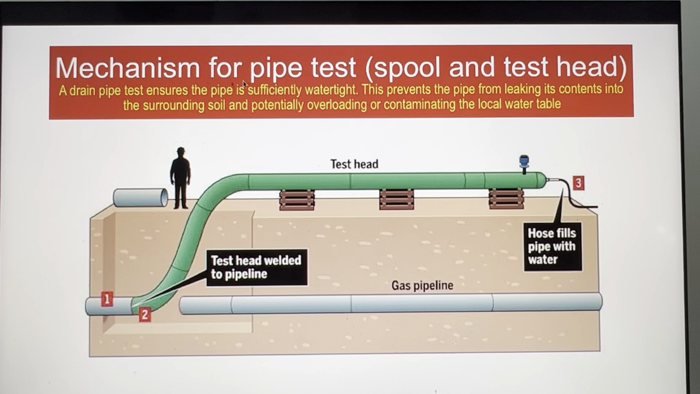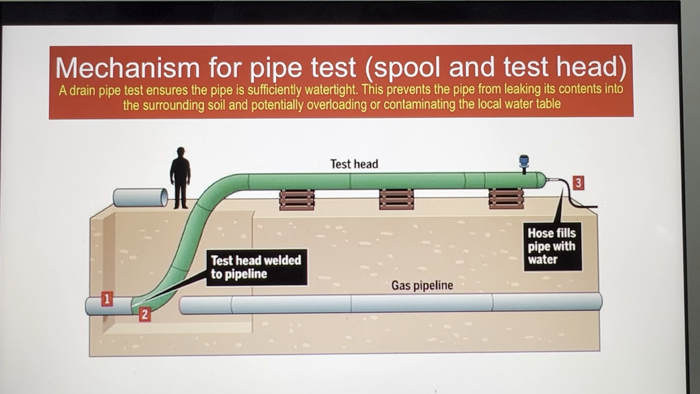Alright, so the mechanism of pipe test, you will find that you have the test head or spool. This is the test head welded to the pipeline. Then this is the hose that fills the pipe with water. This is where the water comes to fill the pipeline. Now here sometimes the water requires maybe 2 tankers, 3, 4, 5, up to 6 tankers, or maybe 10 or 12 tankers depending on the length of the pipeline.